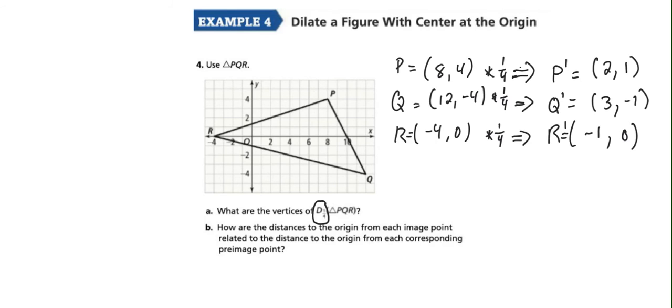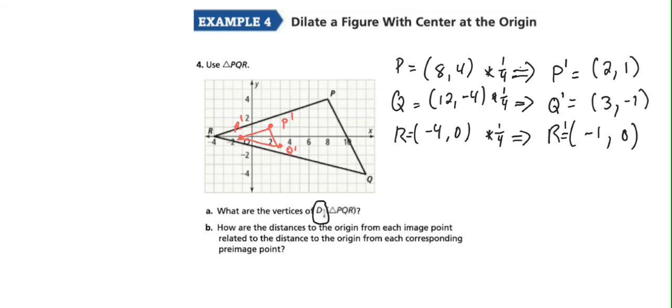All right, so then we can draw these. 2, 1 is right here. So here's P prime. Q prime is 3, -1. And then R prime is -1, 0. And here's our new image.